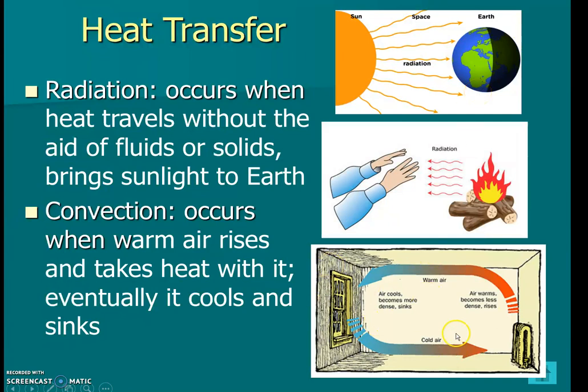Next, we have convection. Convection occurs when warm air rises, taking heat with it, cools down at the top of a room, and cools and sinks. We've seen lots of examples of this throughout earth science. We've seen convection in the Earth's mantle, convection in the Earth's oceans, and now convection in the Earth's atmosphere. The cycling of warm and cold air or water.